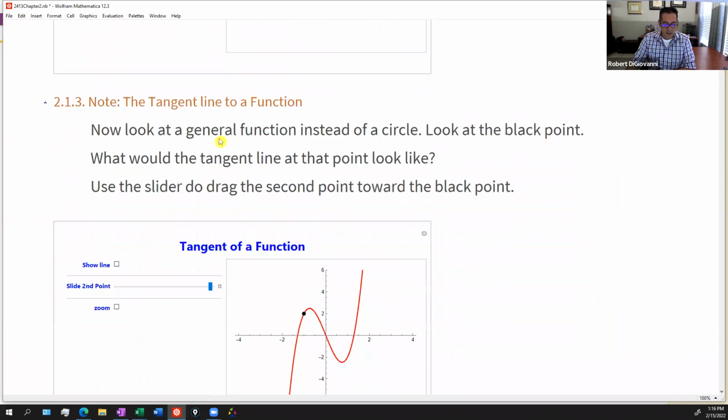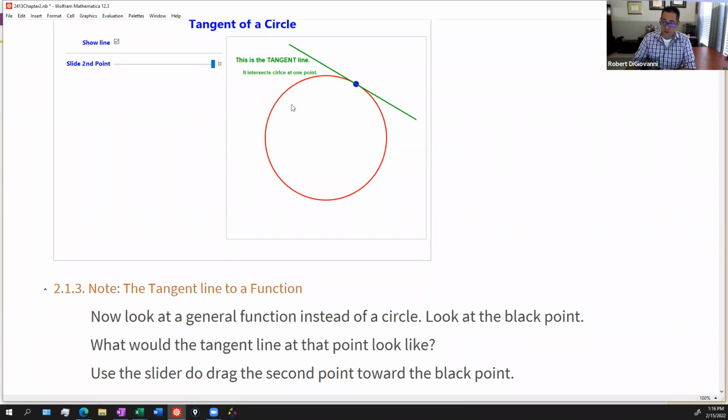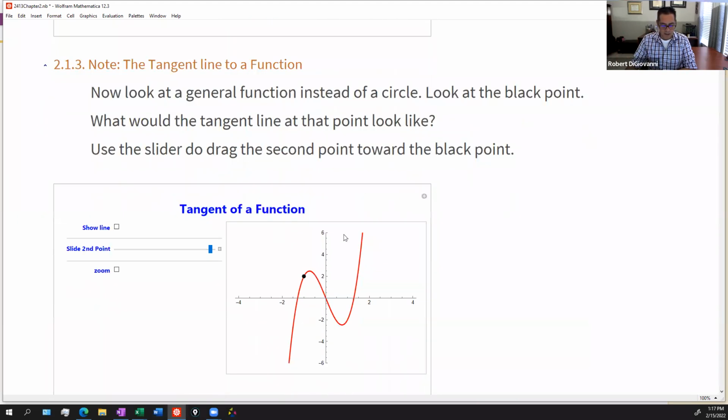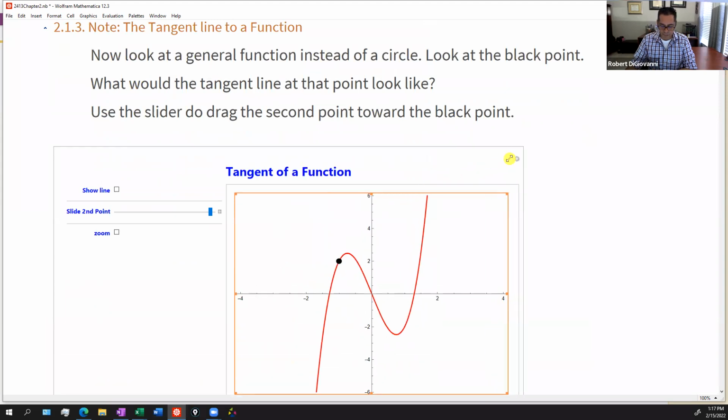Now, instead of working on a circle and taking two points on a circle, let's do the same thing, but on just a general function. So let's say we have this general function.